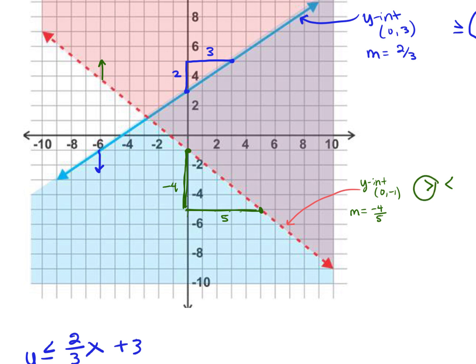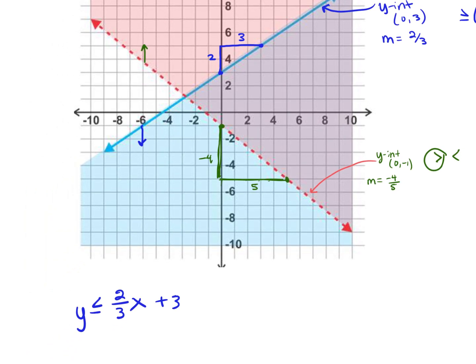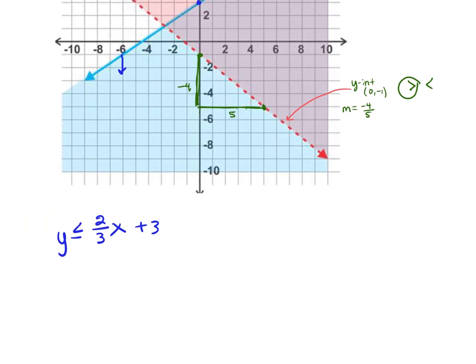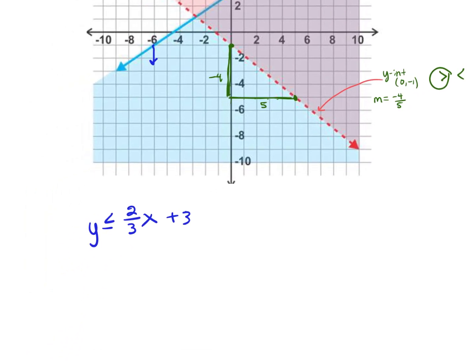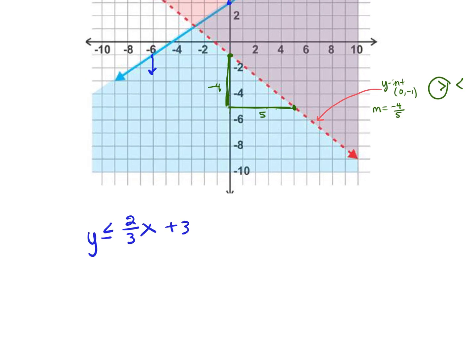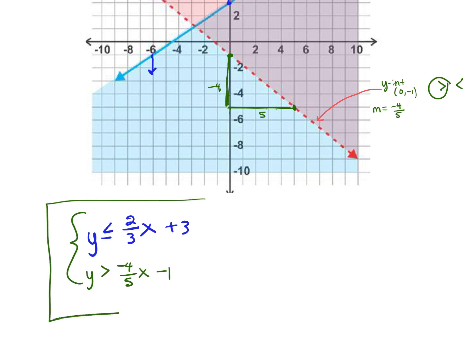So now I'm going to come back over here where we started writing our system, and I'm just going to write this inequality right below it. We've got y is greater than, we said our slope was negative 4/5 x, and our y-intercept is a negative 1. I'm going to put one of these fancy little brackets, and here is our system of inequalities.